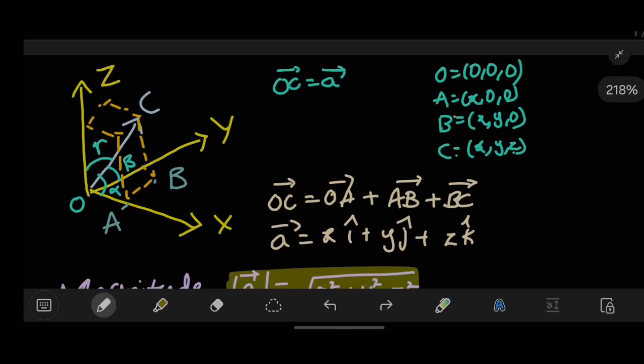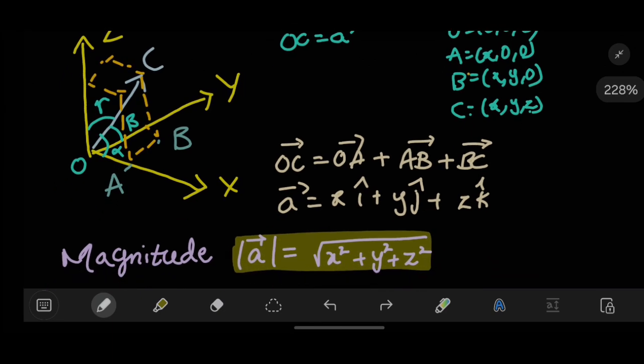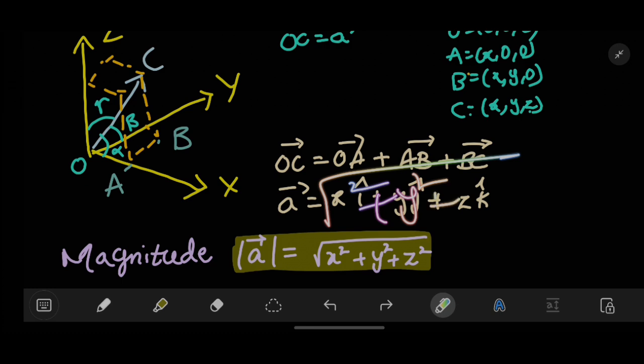Okay. Next we have to see the magnitude of the same vector. So the magnitude of any vector is given by, first you have to square these terms, and the root over the sum of the squares of these terms is the magnitude. Okay, root of x square plus y square plus z square. That's it. Here you can see.